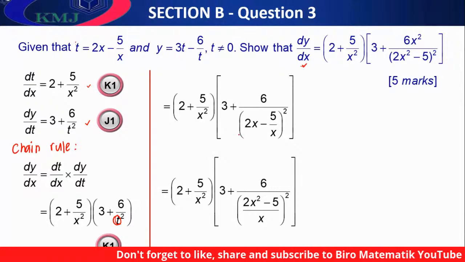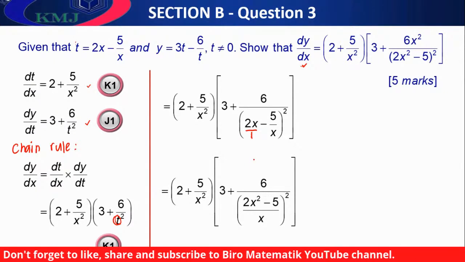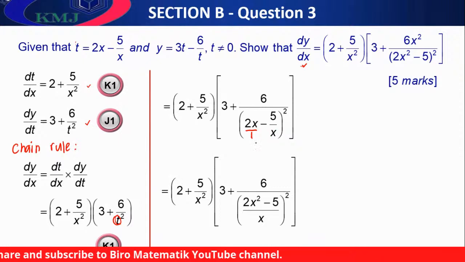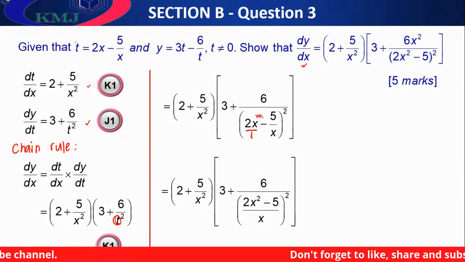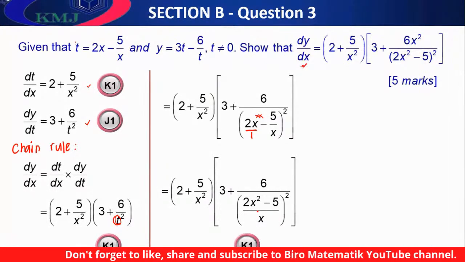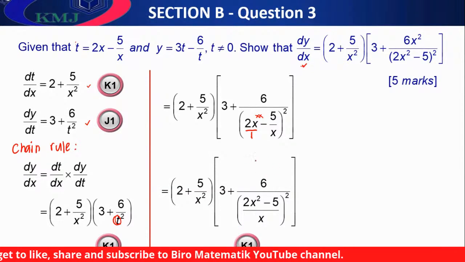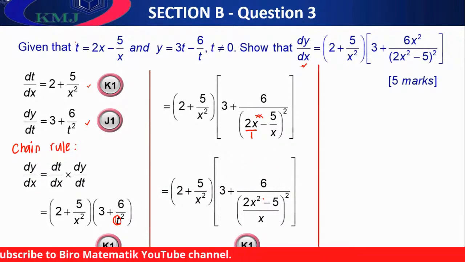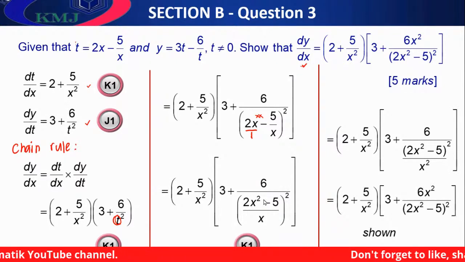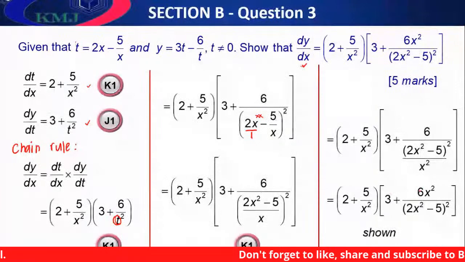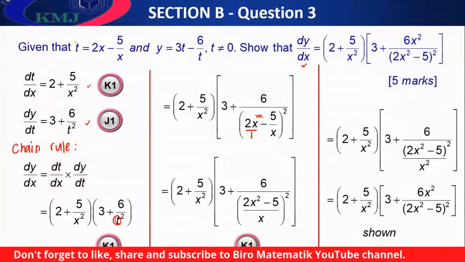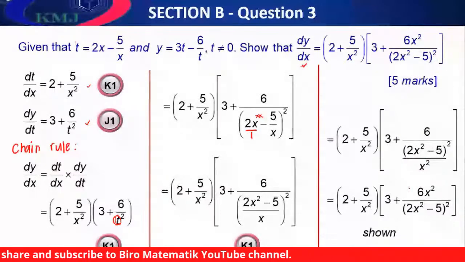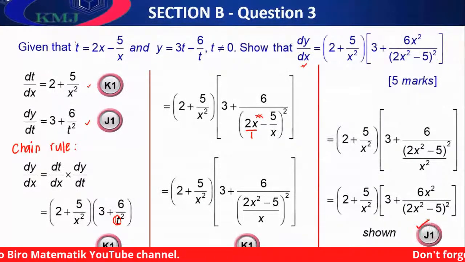So 2x is actually over 1. We need to cross multiply so that we can get the same denominator. Times x, you will get 2x squared over 1, and 1 times x, then we get the same denominator. So you will get K1 for simplifying the denominator. Next, we simplify this denominator so that we can get the final solution here. So this is shown. So you will get J1.